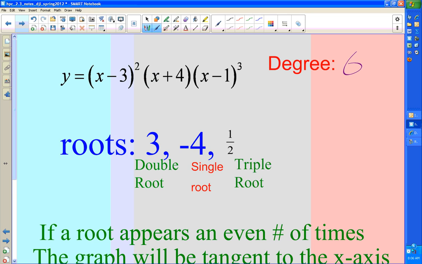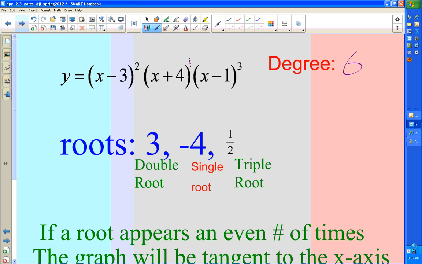Well, this is an x squared. This is an x to the imaginary 1 power. And this is an x cubed. What do you do with your exponents when you're multiplying? Add them. So this would be x squared times x to the first times x to the third. That's a 6th degree function.